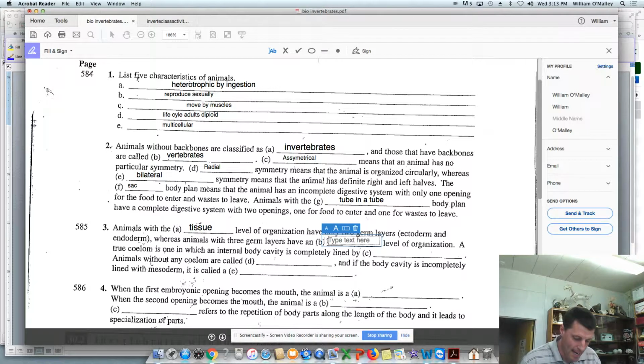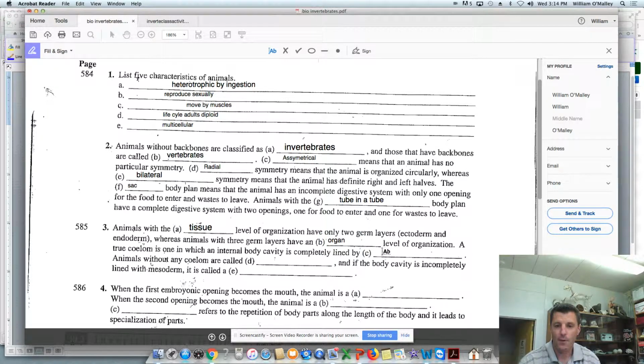So look at page 624. Those are the first ones that have this. What's the next level of organization after tissue? Sam? Organ. Organ level. They have an organ level of organization.